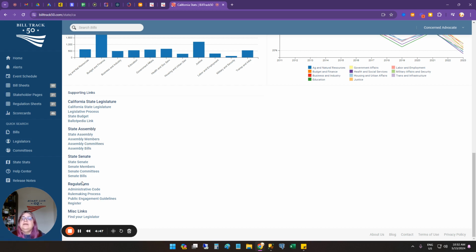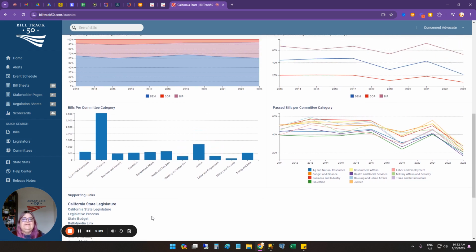And then we have some rulemaking links. So again, the link to where their code is, their description of their own rulemaking process, if we could find one, public engagement guidelines if we could find them, and then the link to their register, which is going to be their proposed regs. So you can check out all that. And then, of course, we've got the Find Your Legislator link on all of these so that you can look up who your representative is.